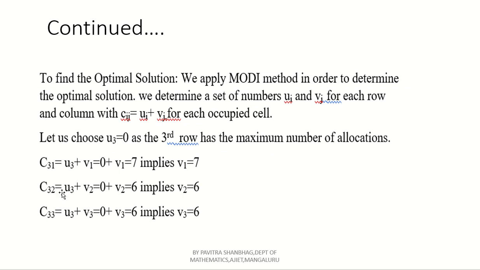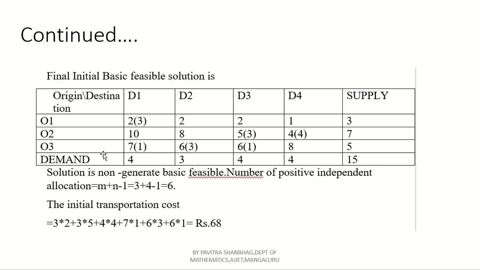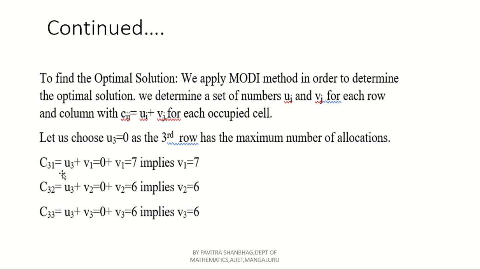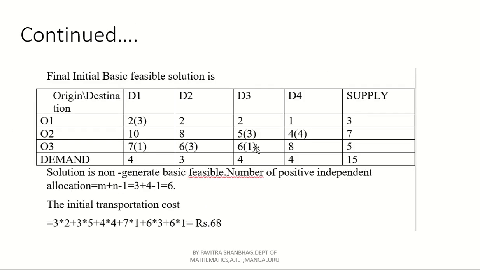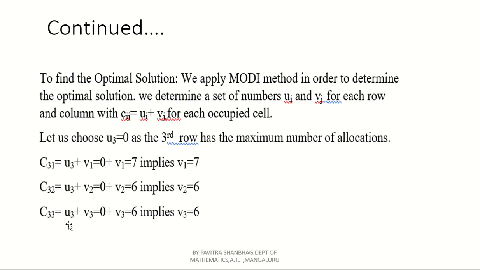Next, C32 is nothing but u3 plus v2, which equals 6. But u3 is 0, so v2 equal to 6. Next, C33 equals 6, so u3 plus v3 equal to 6. But u3 is 0, and 0 plus v3 equal to 6, which implies v3 equal to 6.